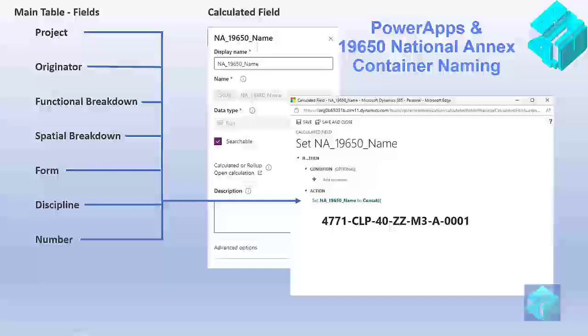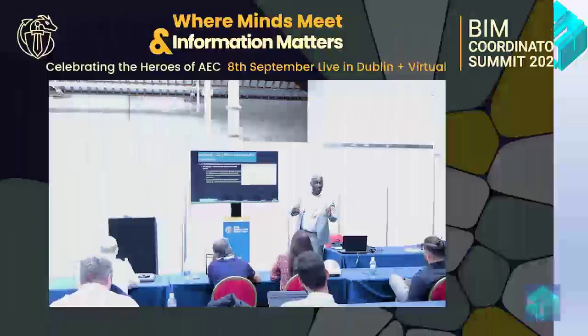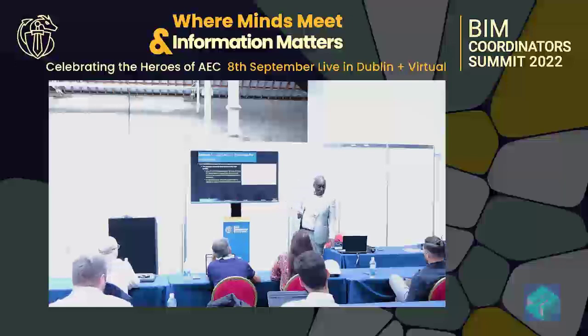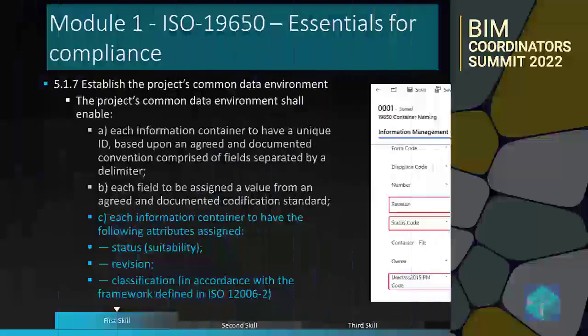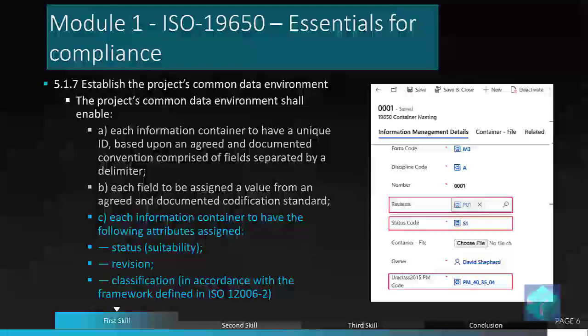So I'm going to take you through how you generate that with SharePoint. It's called SharePoint Document Management, but it means that you can actually attach files to the record that matches the naming, and then you can search for those documents and you can open them. Okay, the second piece of this is that, of course, we need to have three other key pieces of information apart from the naming, and that's going to be around revision, status code, and also classification, which in this case will be from the PM table in Uniclass.